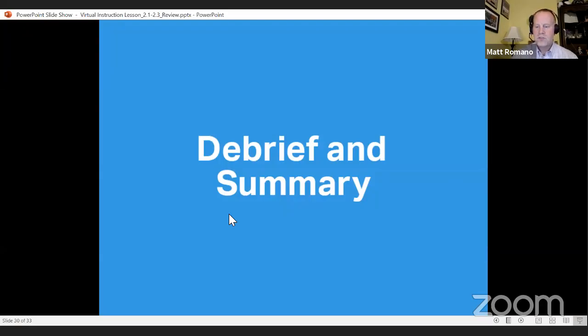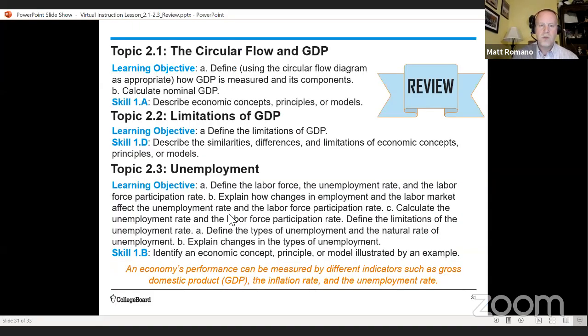Okay, that brings us to the end. Debrief and summary. So these were the learning objectives and skills that we wanted to accomplish today. We did go through these, and I hope that it was a good refresher of what you did way back in Unit 2, and that, again, it made it more clear because you have a different perspective on things now. You have a much broader perspective on these indicators, on macroeconomics as a whole, and an indication of how we use indicators as markers of economic performance.